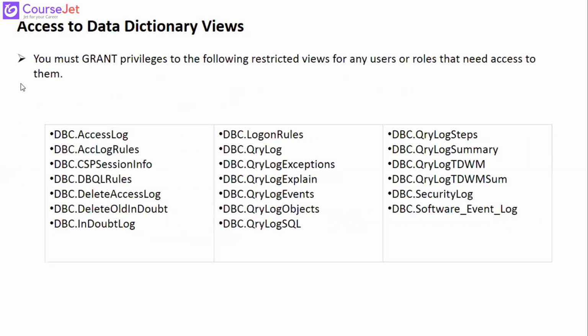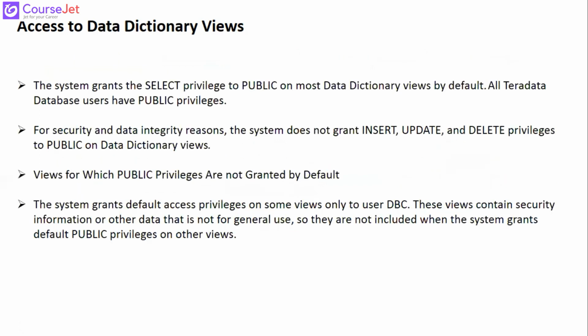So you can see, these are the dictionaries for which access won't be granted to public. For these views, you need to grant the privilege individually through a role or something. You can see query log is here, and log SQL is here, and the log role. For these, the public users won't be having access, so separately we need to grant the access. Okay, fine. You can go to that slide.